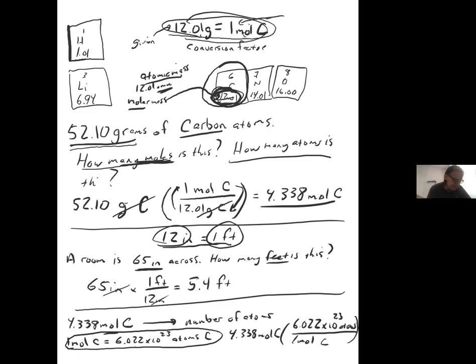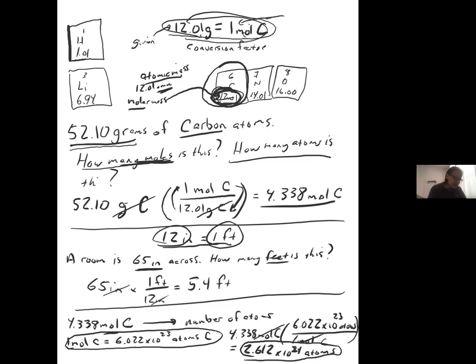Okay, so the moles cancel, and that's going to be a pretty big number, right? It's going to be around 10 to the 24th or something like that. 4.338 times 6.022 times 10 to the 23rd. And yeah, it's a big number. It's like 2.612 times 10 to the 24 atoms. So thank you, Nicole, for bringing that up. I forgot to do that one. Okay, so there's our answer for that part B.